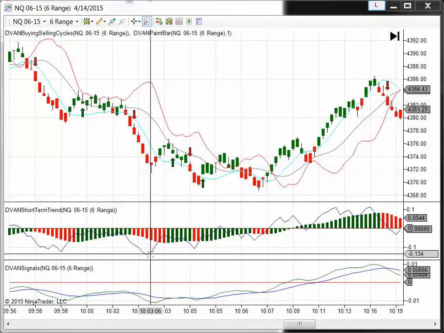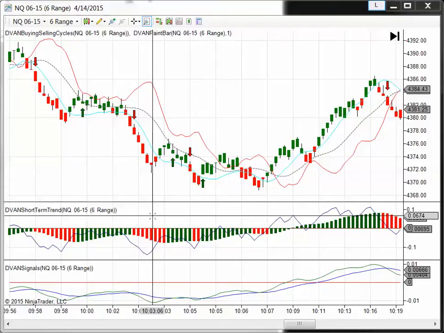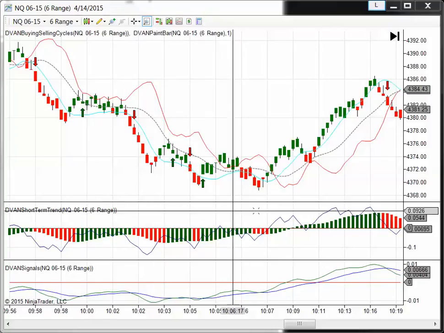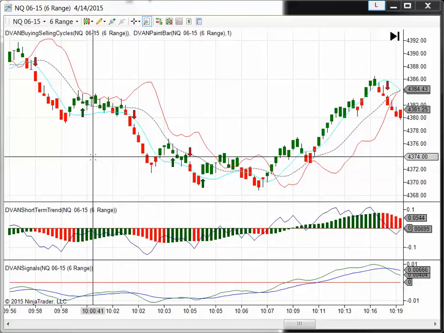This is a chart from yesterday, April 14th. Today's April 15th. This is yesterday morning's opening session in the NQ. So we have all of the DVAN indicators in the DVAN SmartLines package activated on this chart.